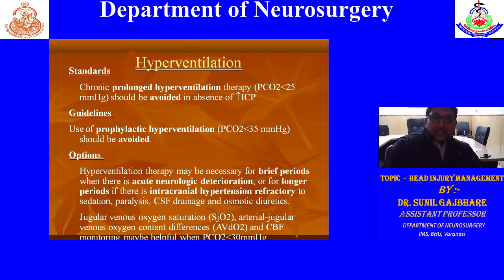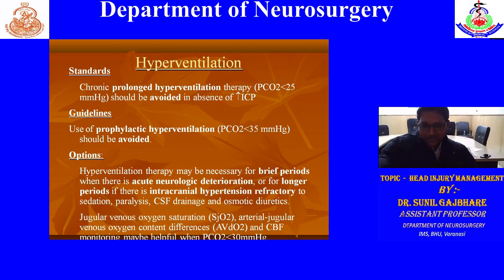Regarding hyperventilation, chronic prolonged hyperventilation therapy should be avoided in the absence of increased ICP because it washes out your carbon dioxide level, that is your PaCO2, and gives rise to ischemic change. The guideline is that prophylactic hyperventilation should be avoided. Hyperventilation therapy may be necessary for brief periods when there is acute neurologic deterioration, or for longer periods if there is intracranial hypertension refractory to sedation or paralysis.